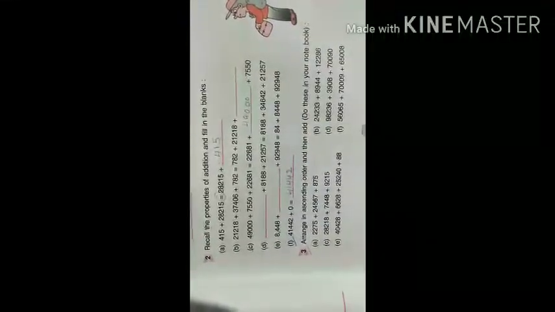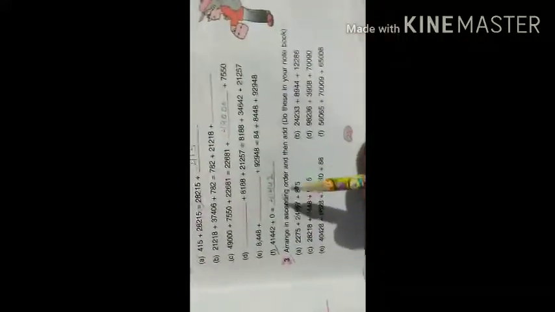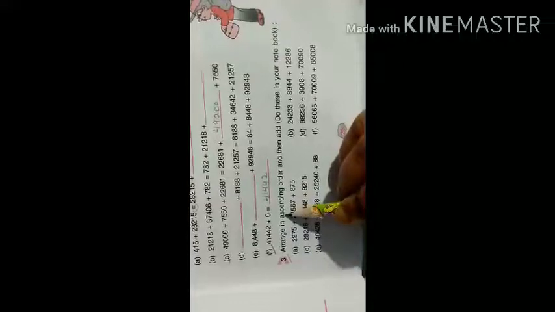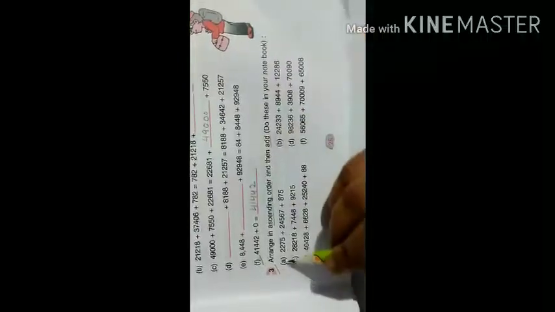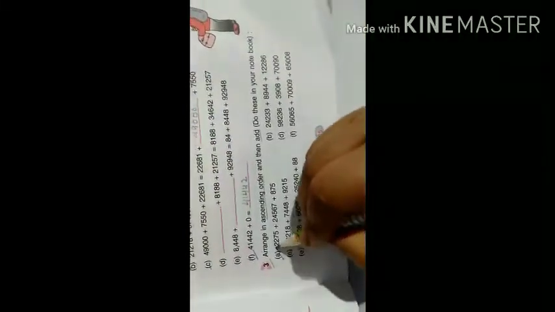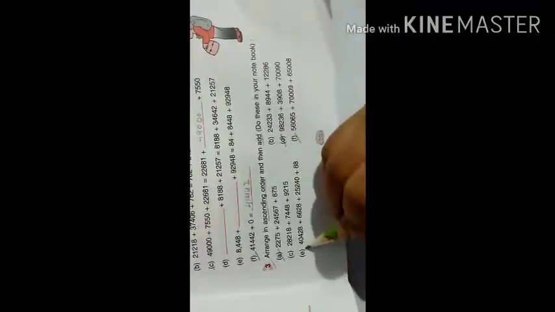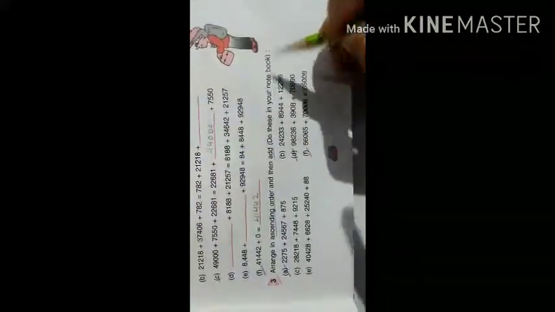Now let's see the question number 3. Arrange in ascending order and then add. So there are two things they are asking. First they are asking us to arrange in ascending order, then they are asking us to add. Okay, so let's do, there are F questions. So ma'am is going to do 3 sums and you people are going to do 3 sums. Let's do A, D and F. Okay, and B, C, E will be done by you, but it should be done in the notebook. So take out your notebook. Ma'am is writing on her board. You will note down whatever the ma'am is writing on the board. Okay.